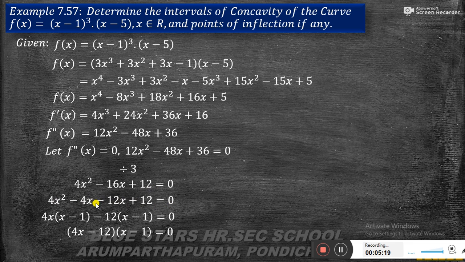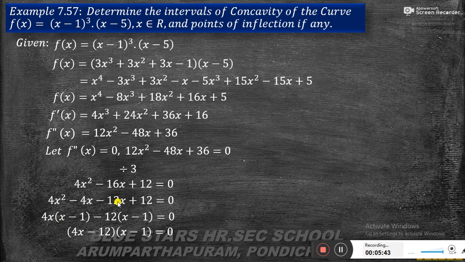So the next step, you see in the first two terms 4x is common, so I take the 4x from the first two terms. So 4x into the remaining terms: 4x square, I take the 4x from this term, so the remaining term is x; minus 4x, I take the 4x from outside, so the remaining term is minus 1. Therefore 4x into x minus 1.